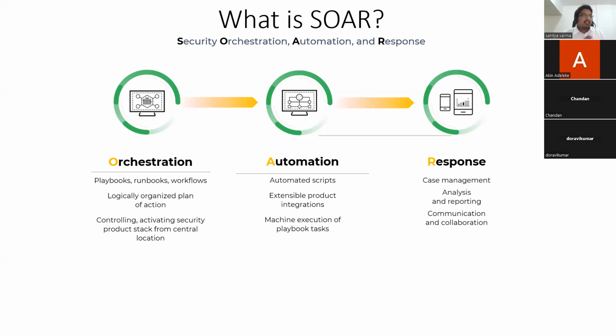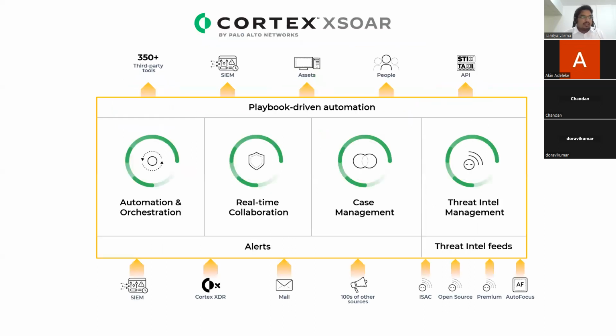The third one is the response, the case management, which is nothing but the ticketing tool. If you integrate a third-party ticketing tool, then you will open the ticket, update the ticket, or close the ticket, and if required, analyzing and reporting, communication and collaboration, all these come under the response. So these are the three major pillars in a SOAR: orchestration, automation, and response.